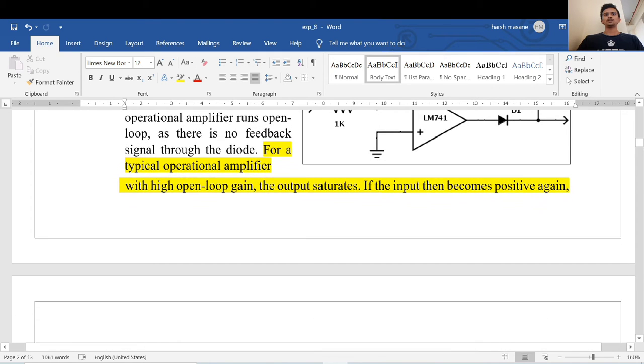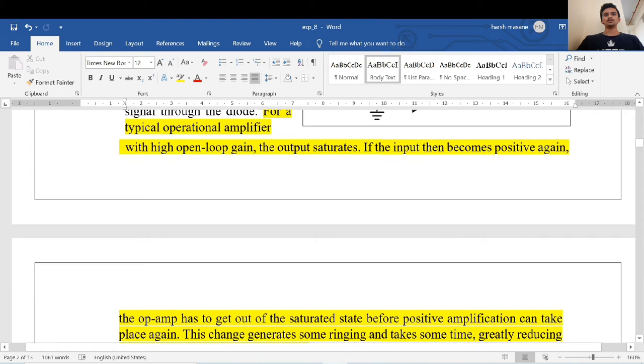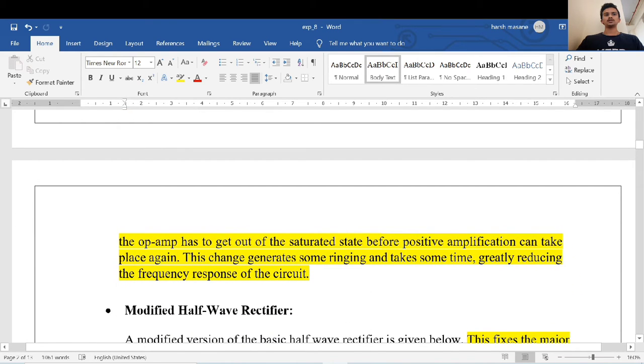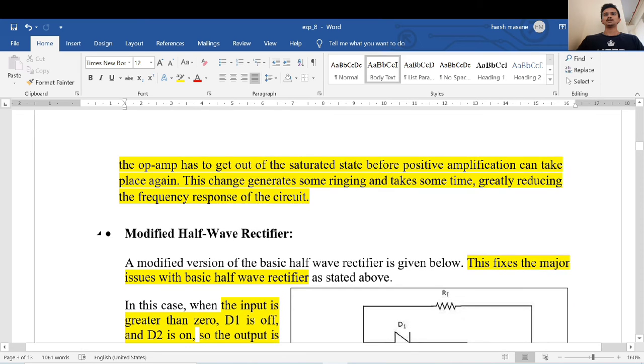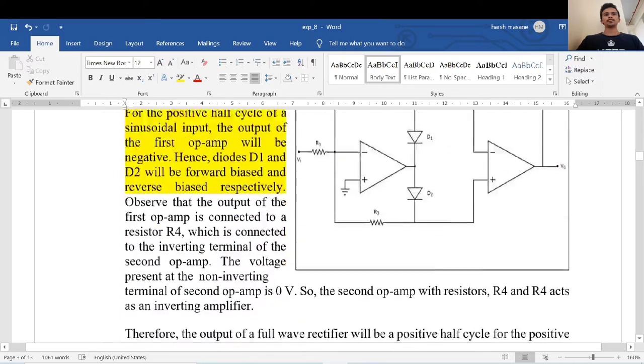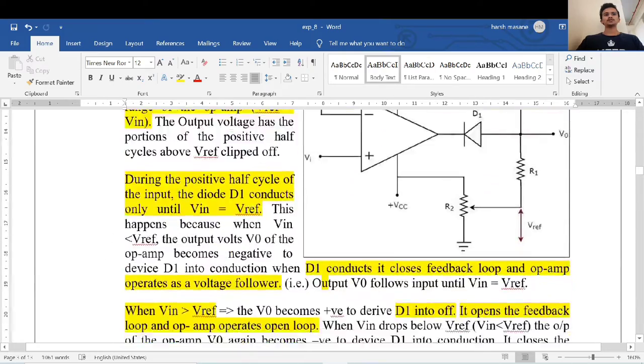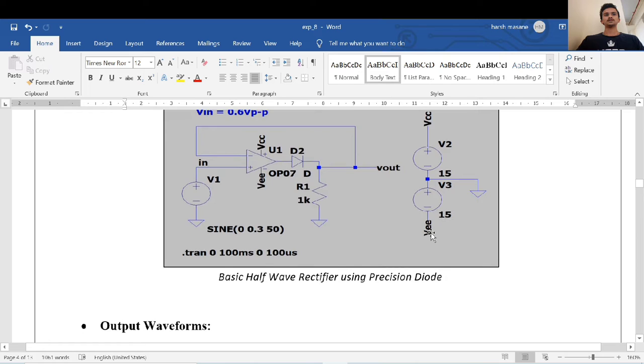If the input again becomes positive, the op-amp has to get out of the saturated stage when the negative cycles come. These changes generate some ringing and take some time to come out of the saturation. So it greatly reduces the frequency response of the circuit. I have taken the screenshots, so we will see the frequency response of it.